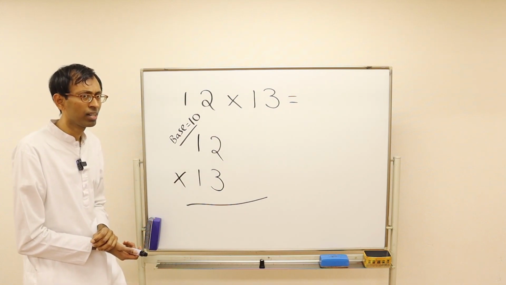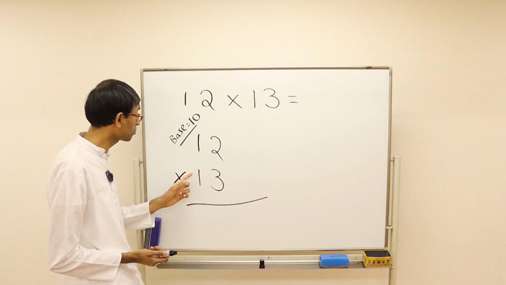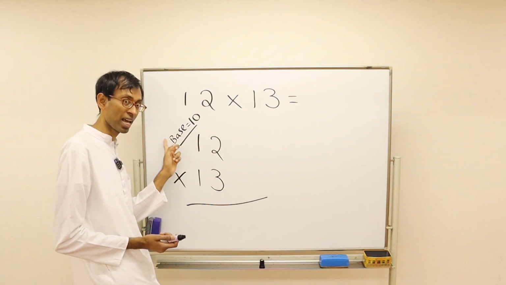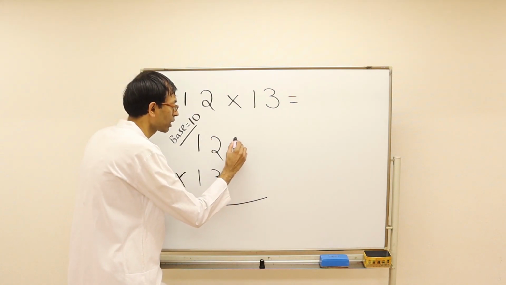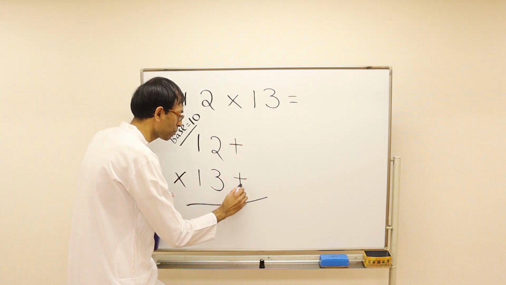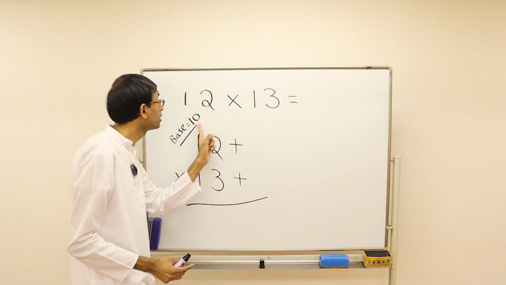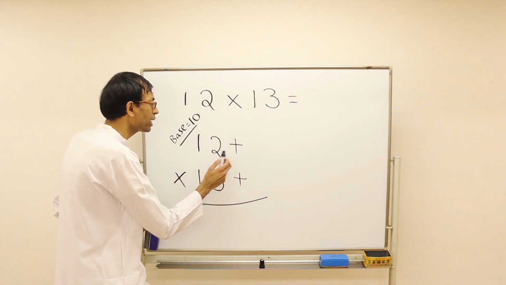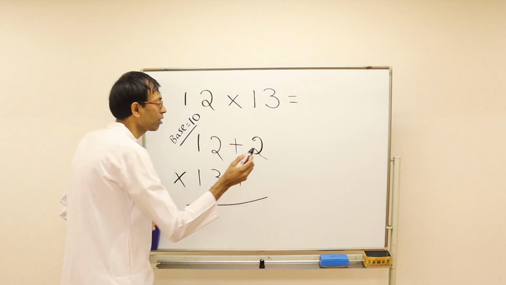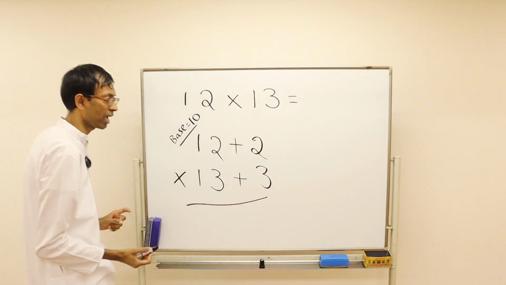Shall we do it together? Okay, we have 12 times 13. At least one of these numbers is close to a base of 10. Because these numbers are above the base, we put a plus. Here we write one digit because 10 has 1 zero. So 12 is 2 above 10, 13 is 3 above 10.